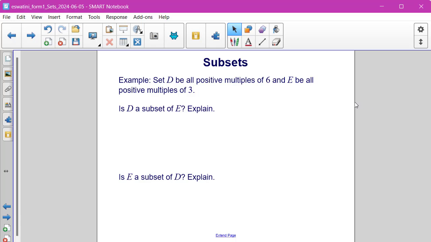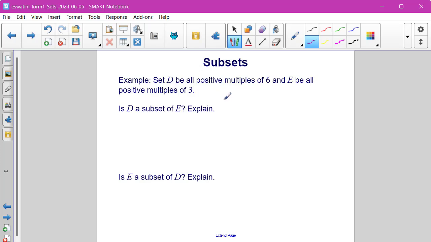Here's another example. Set D is going to be all positive multiples of 6, and set E will be all positive multiples of 3. So is D a subset of E? Explain. And then is E a subset of D? Explain. Well, let's actually investigate this.